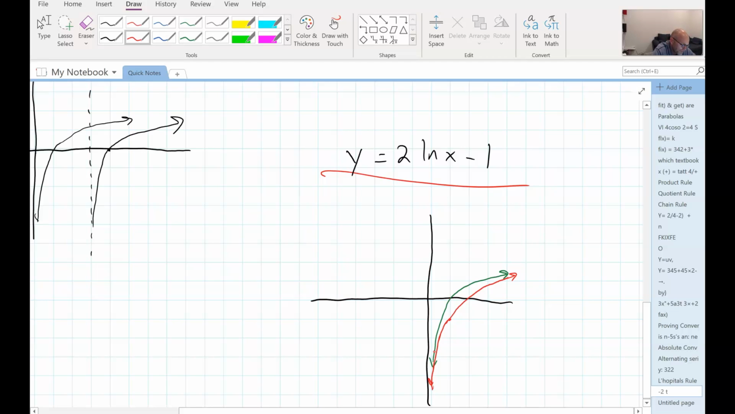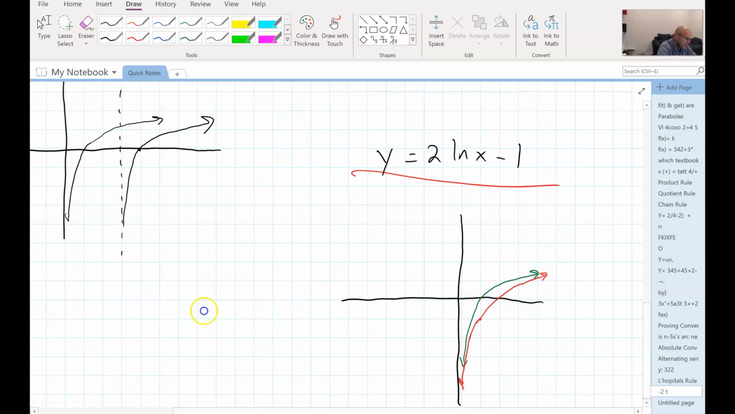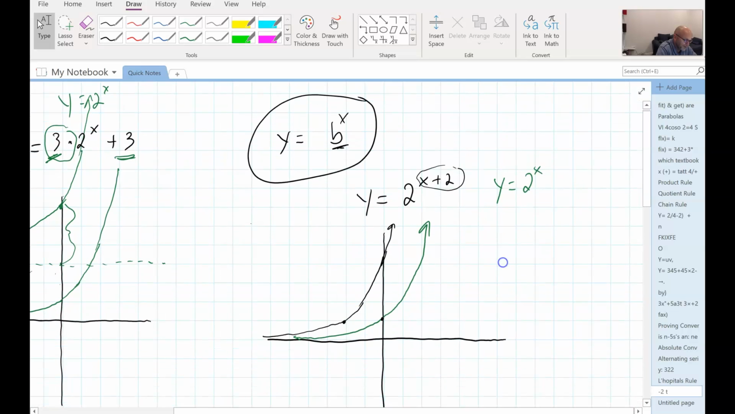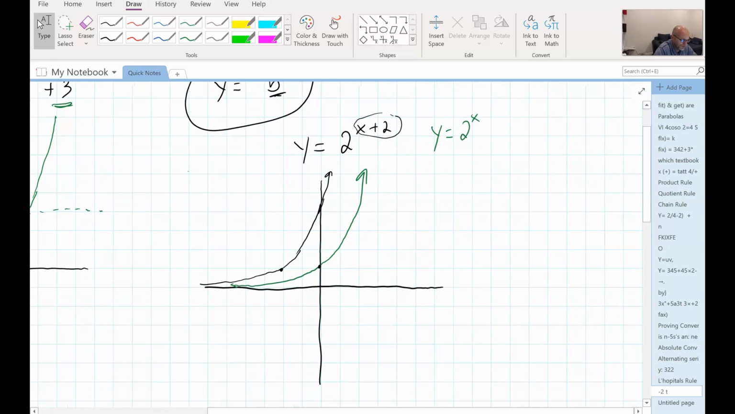Okay? So there's some examples of graphing exponential and logarithmic. There's a couple practice sheets for you to practice that. So have some fun.